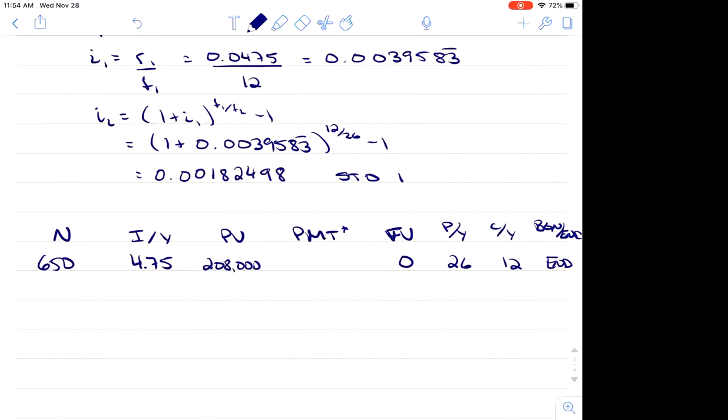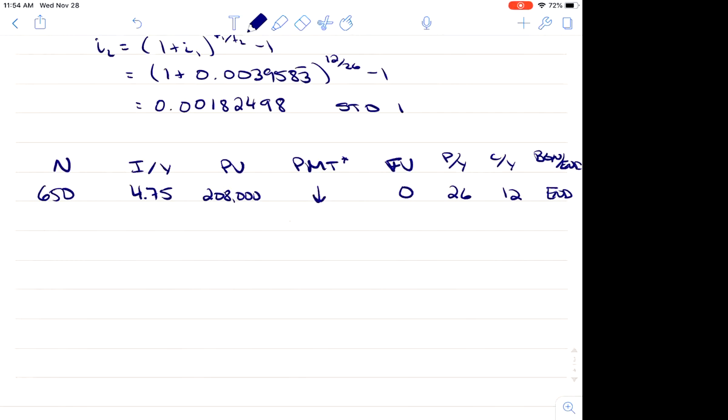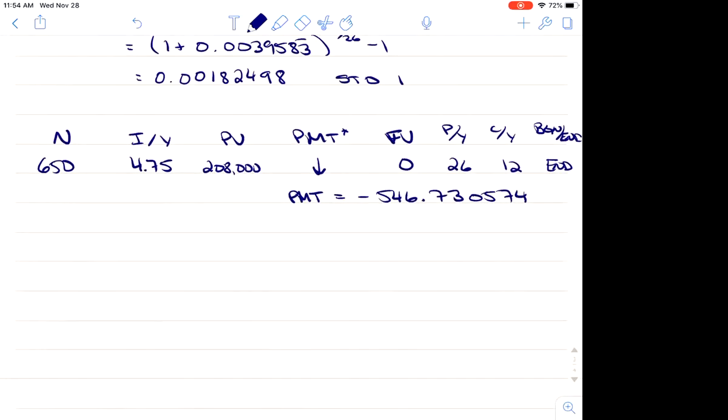Compute the payment. I get a payment of $546.730574. His biweekly payments. The negative just means that he has to make these payments. Right? He got some loan amount, now he has to pay it off. Biweekly payments are $546.73.